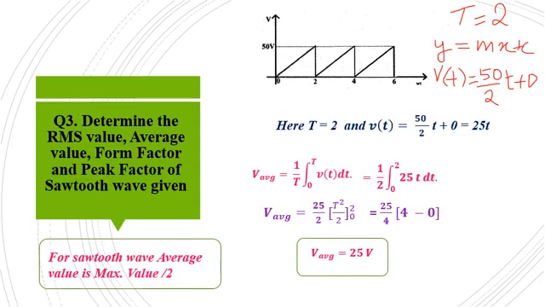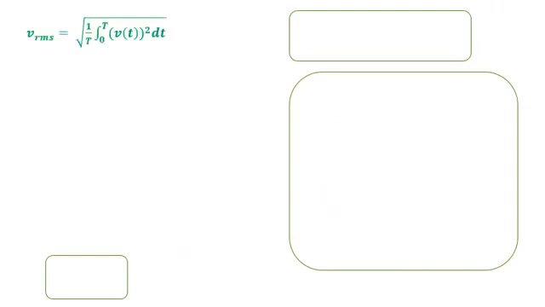Now let's see how we can calculate the RMS value. The RMS value of the waveform is given as root of 1 by T integral 0 to T V of t square dt. Substituting for time period as well as V of t, we get 1 by 2 integral 0 to 2 of (25t) the whole square dt.